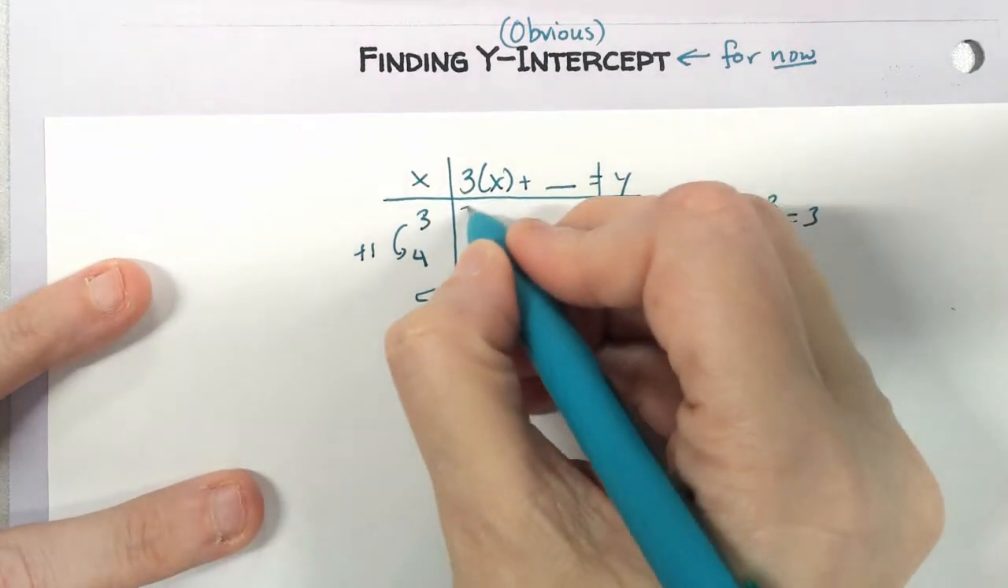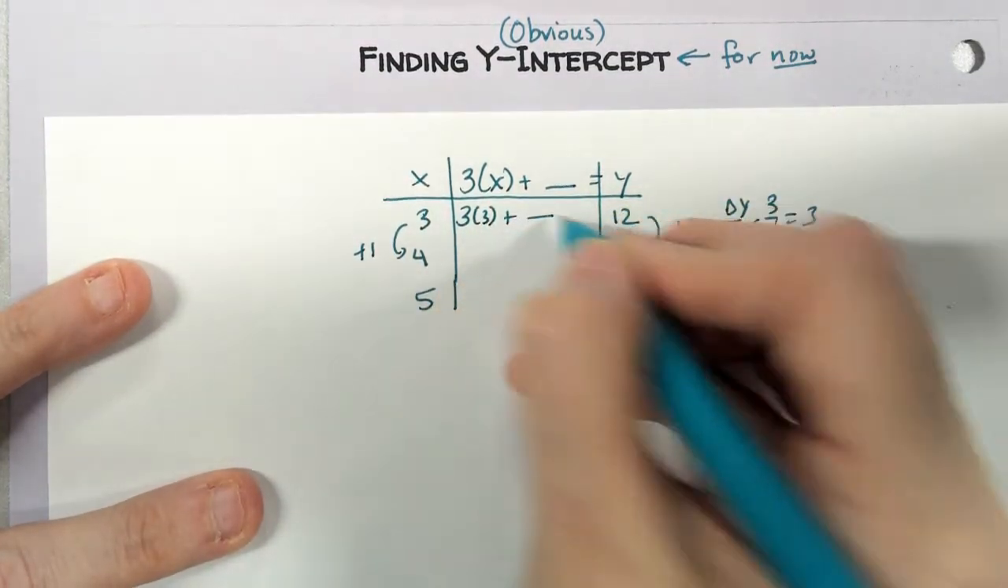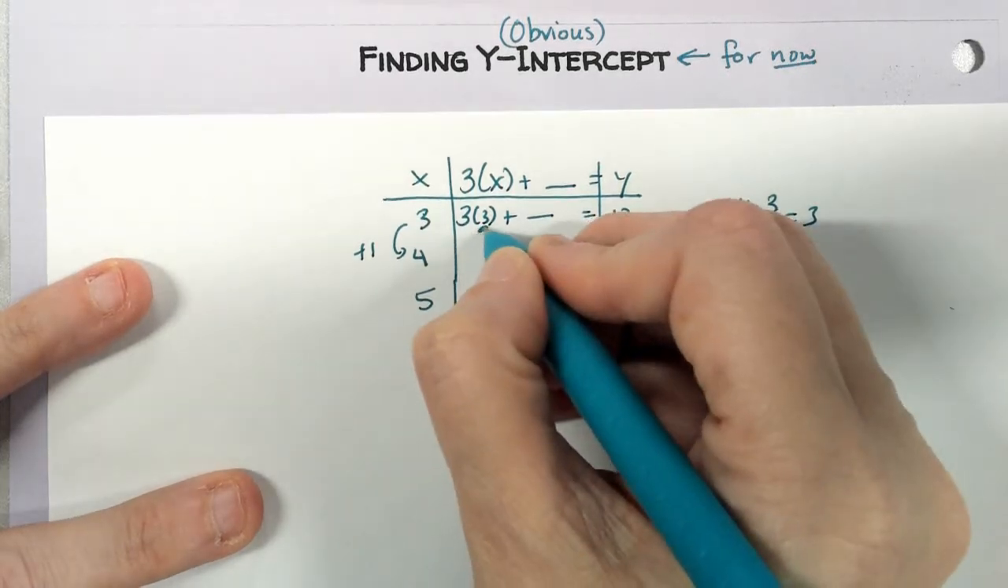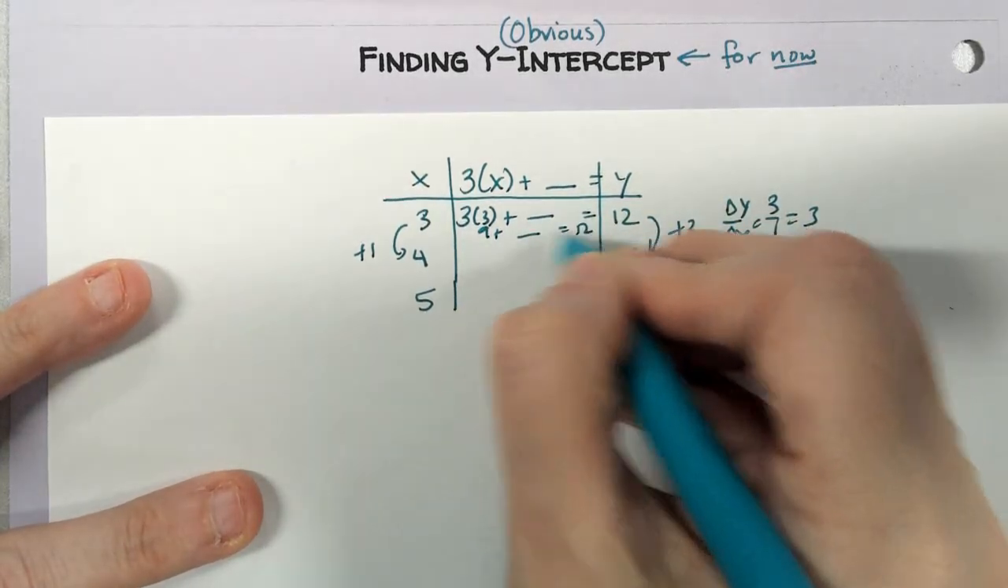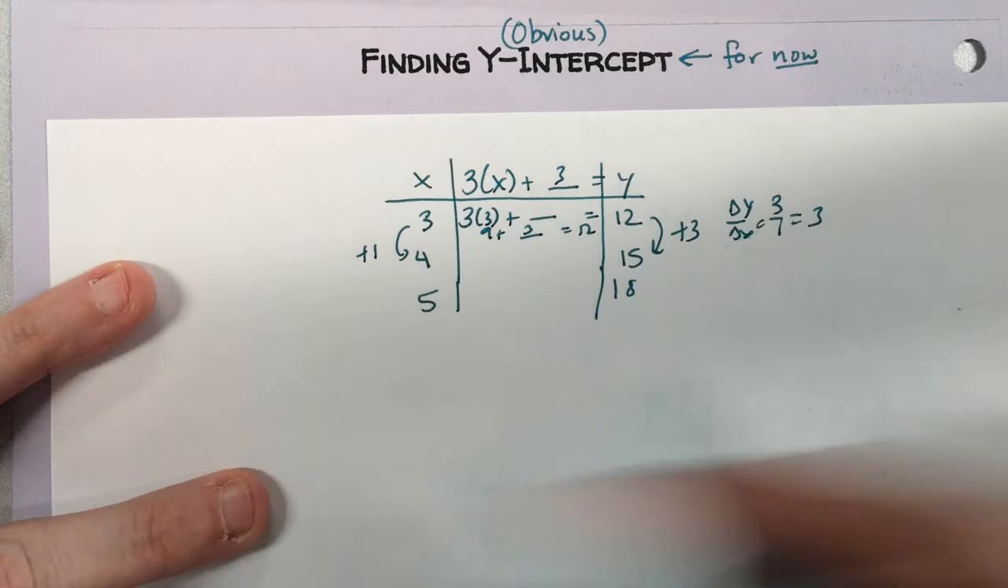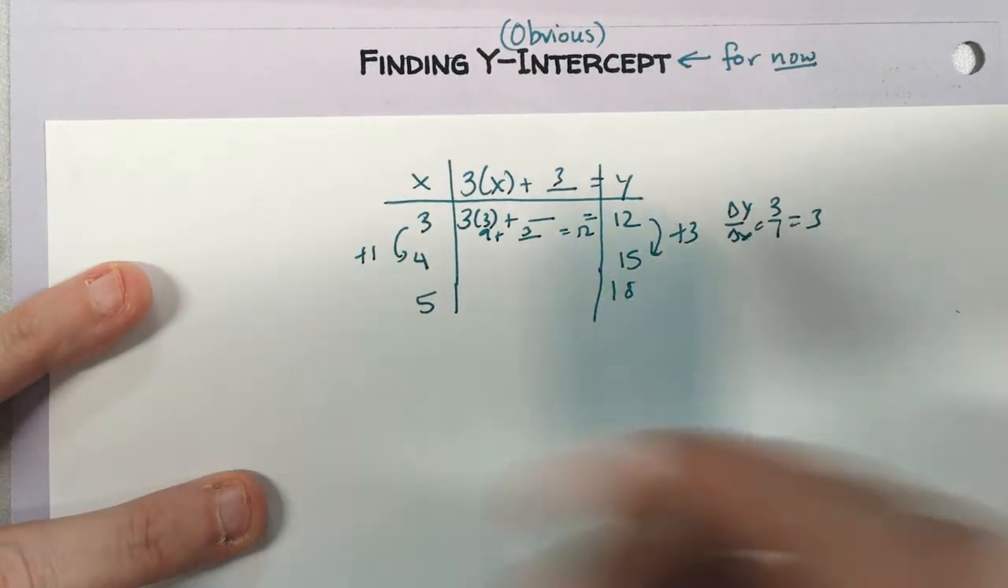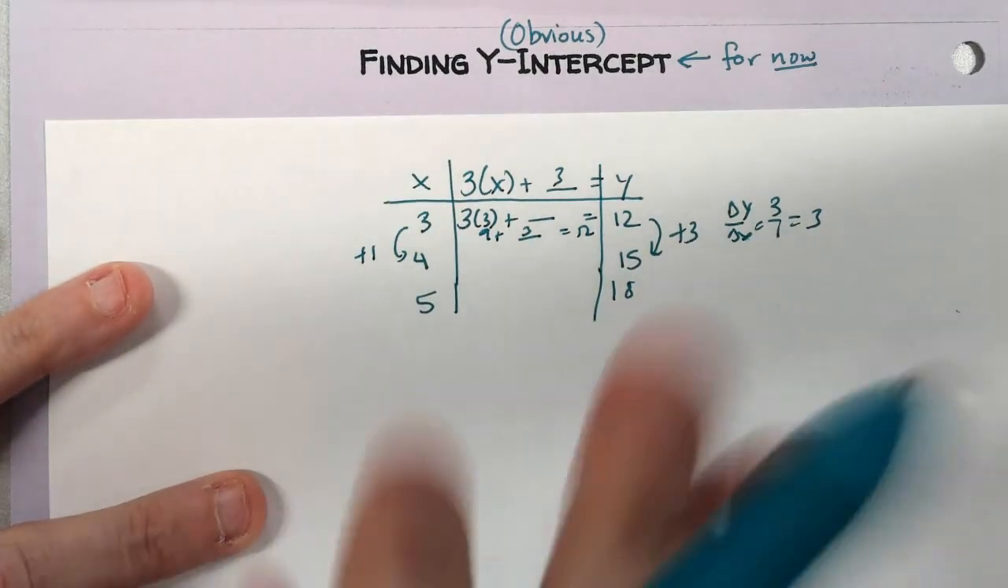Okay, so then 3 times 3 plus something is 12. 9 plus something is 12. Oh, that's 3. You see what I'm saying? This process, that's not now. That's next unit. Next unit, we'll start looking at this.